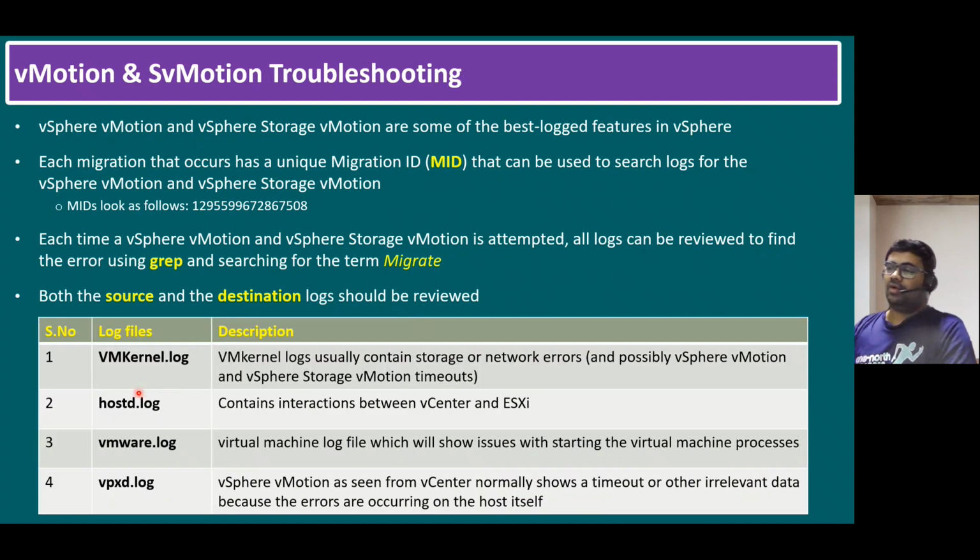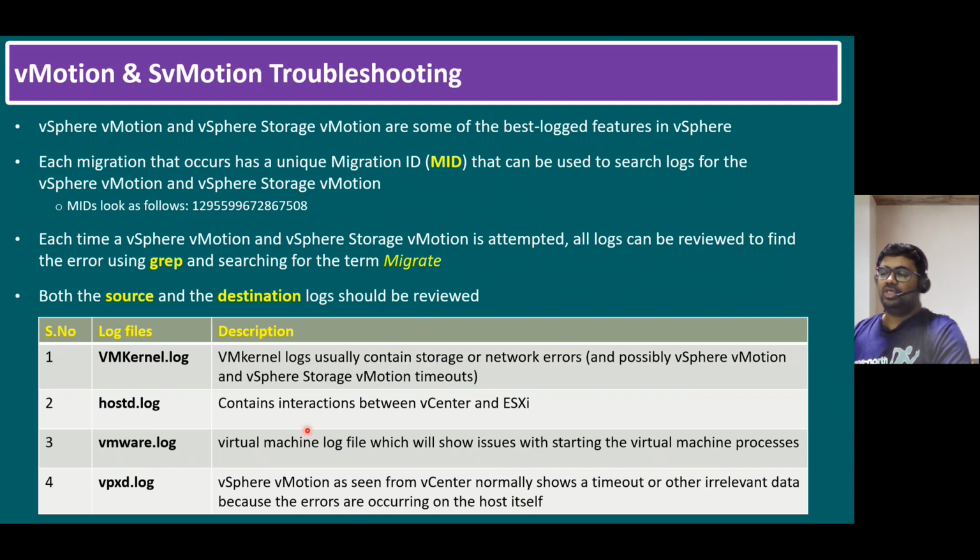The main log files to perform further investigation are four logs: the VMkernel log, hostd log, vmware.log, and vpxa log. VMkernel logs usually contain storage or network errors and possibly vSphere vMotion and vSphere Storage vMotion timeouts. This timeout information we can find in the vmkernel.log, which is stored under the /var/log location.